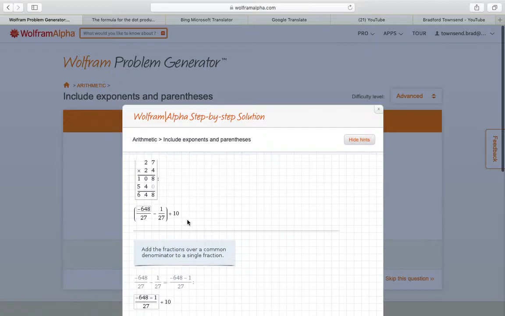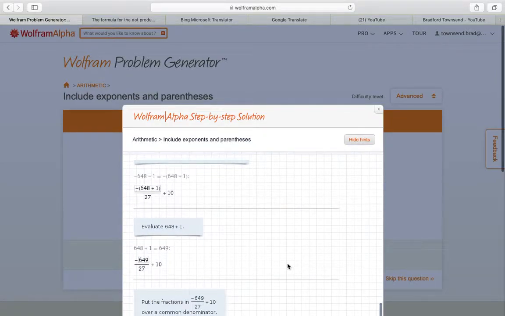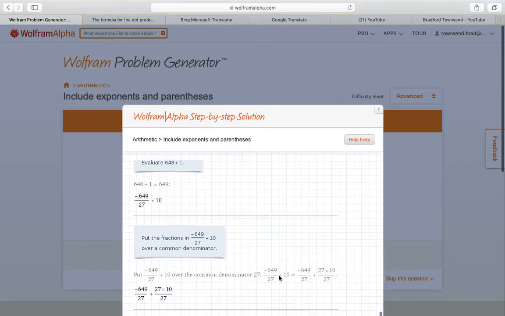Finally down here they show the negative 649 over 27 plus 10. And again, to add these two, you're going to need to have a least common denominator of 27, so you're going to have to take 27 times 10, which means you're just going to put a 0 on there. Okay? So it's going to be 270 over 27 plus this number.